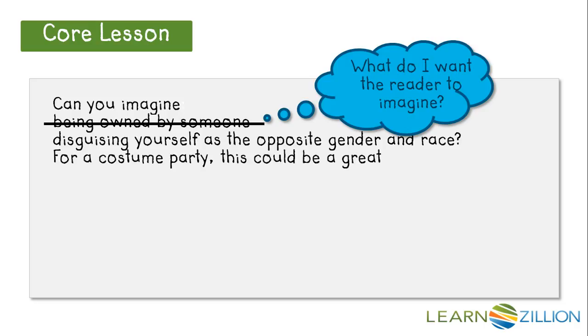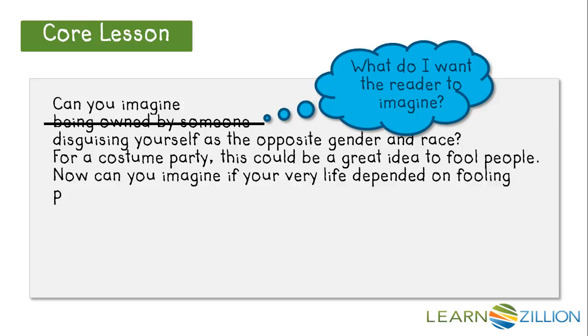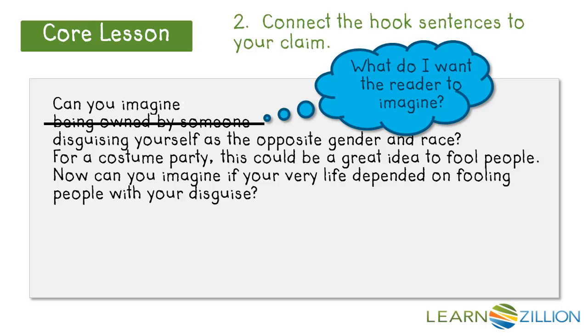For a costume party, this could be a great idea to fool people. But now can you imagine if your very life depended on fooling people with your disguise? Okay, I think I'm happy with that hook. Step 2 is to connect the hook sentences to your claim. Well, to do that, I think I'll let the reader know that this was exactly what the Crafts dealt with in their escape. Since my claim is that the Crafts are brave, this connection will explain to my reader that the Crafts had to be brave to have endured that kind of terror and keeping up a disguise when their lives depended on it.